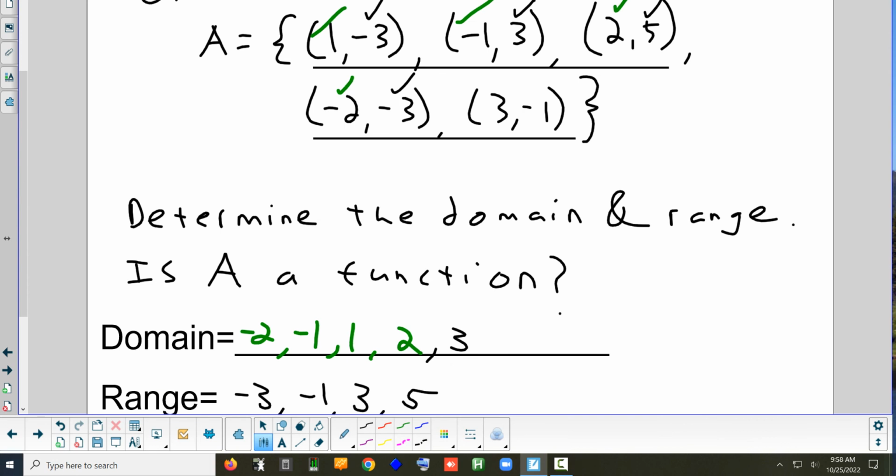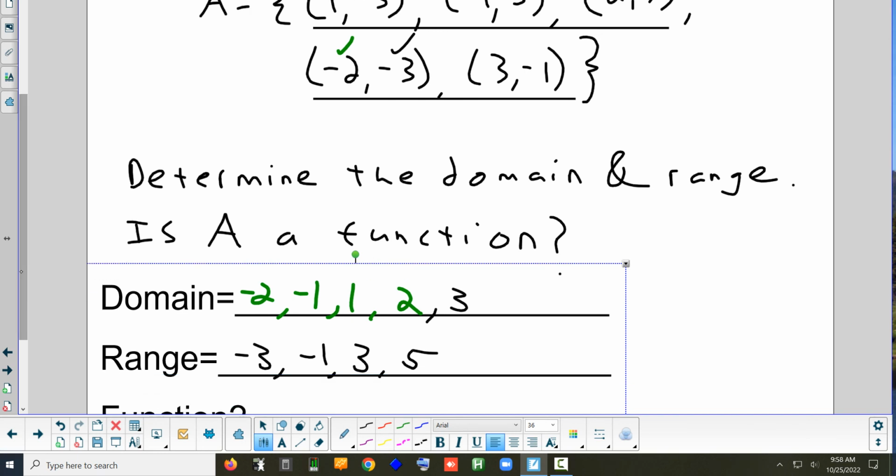Whenever you have a different amount of numbers in the domain and the range, that's when you have to look at it a little bit carefully and see if it's a function or not. So what do we think? Is that a function or not a function, John? Yeah. It is a function.